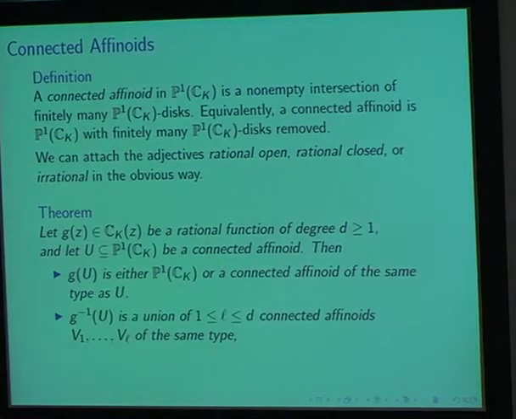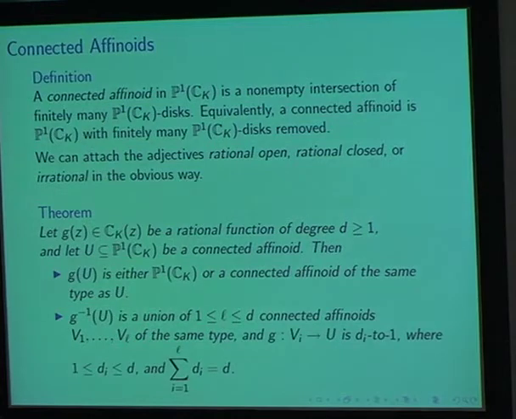It's too much to ask that the inverse image of a connected affinoid be a connected affinoid, because nothing like that even happens for the complex plane. If you take the inverse image of a disk in the complex plane under a rational function, you expect to get a bunch of disjoint sets. And that's what happens here. The inverse image of a connected affinoid is a disjoint union of finitely many connected affinoids, each of the same type. If the original connected affinoid was, say, rational open, then each of these new ones is also rational open. And each one of these maps d_i to 1 onto the original affinoid in such a way that the sum of the d_i is d.